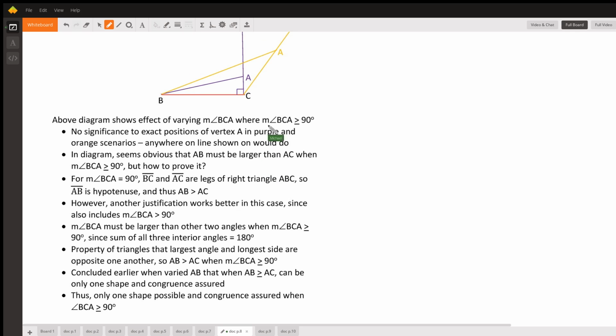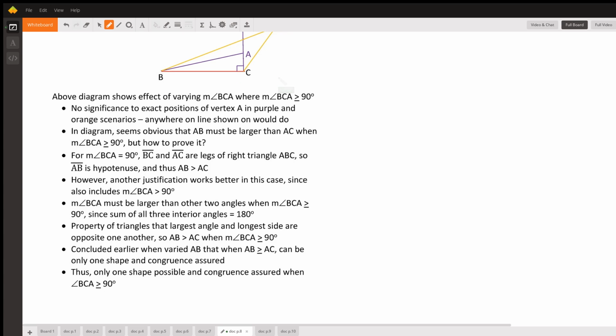Now, how can we prove that this side has to be longer than that one? We already established before that when it is longer, you've only got one possible triangle, but how can we prove that this has to be longer? At a glance, you can see you've got two legs here, and that's the hypotenuse. The hypotenuse is always the longer side. But there's a better way to go because it takes care of not only the purple scenario, but also the orange.